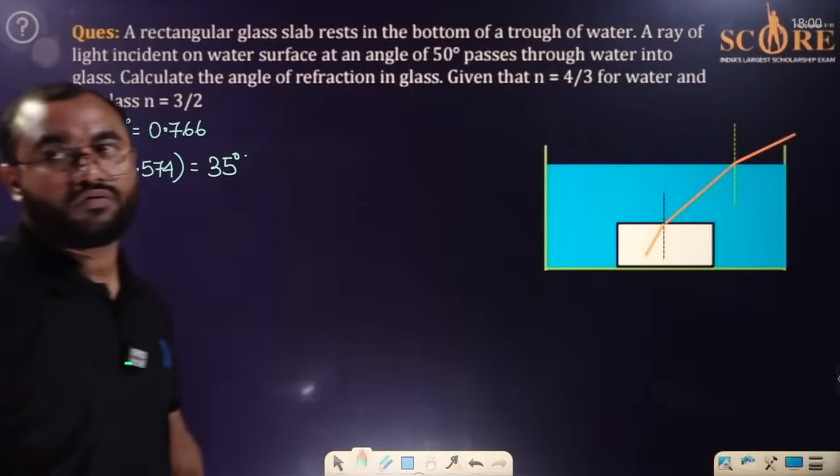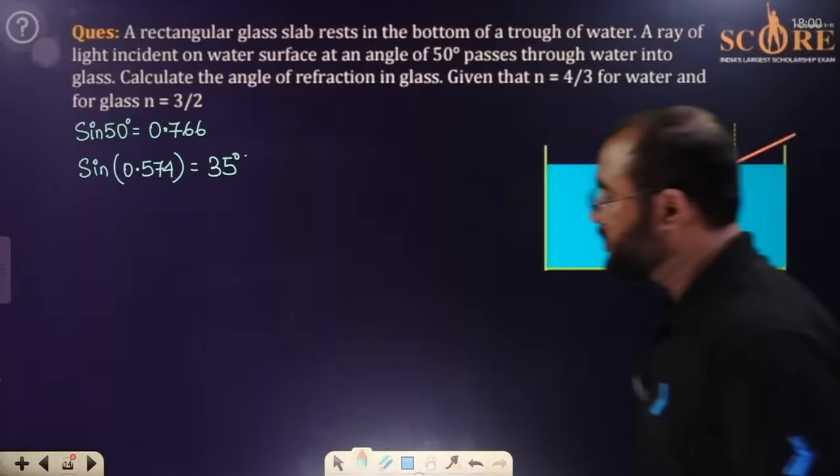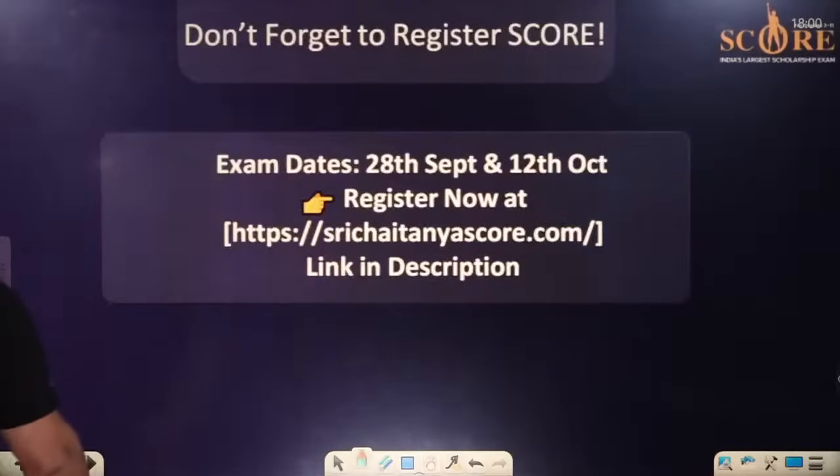I request you all to please solve this question. This is going to be your homework, people. That's it. Solve it. And this is going to be the end of the session.